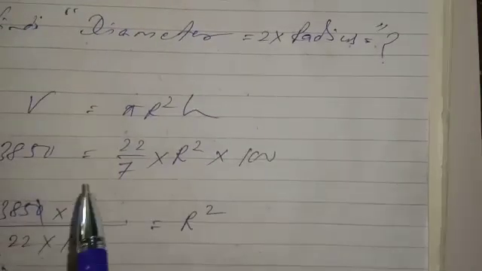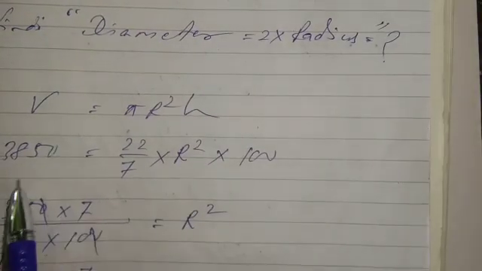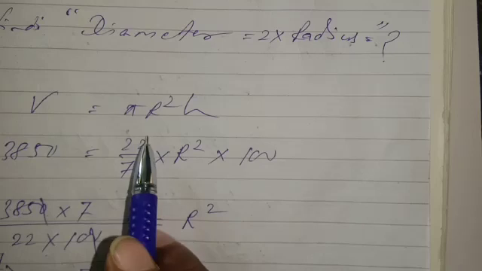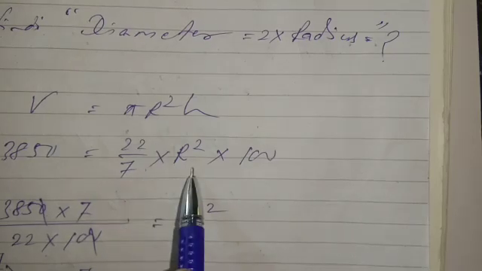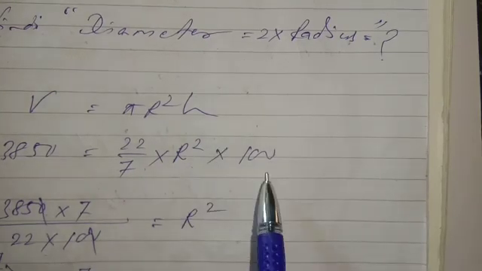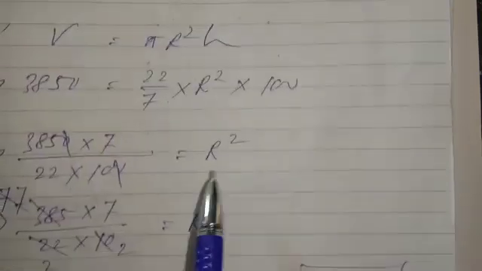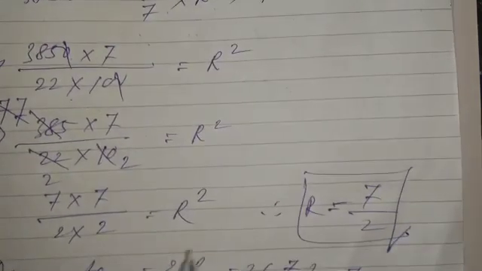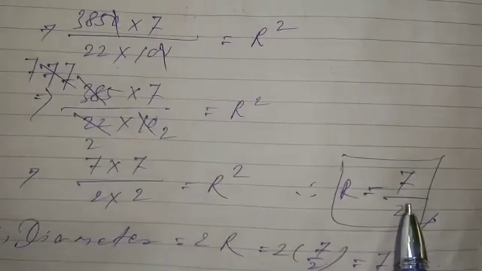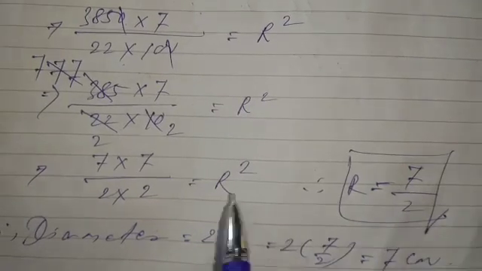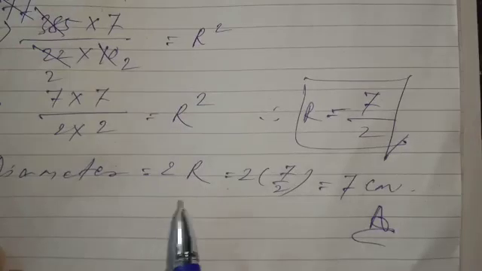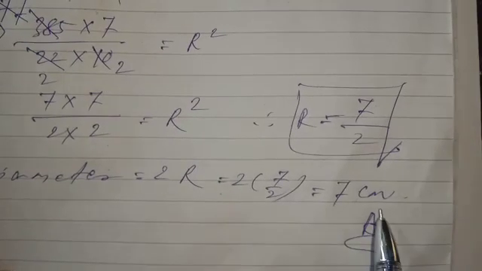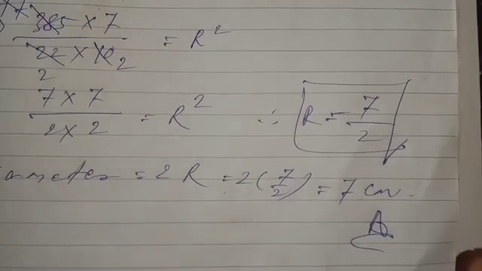Formula is what? Volume is pi r square h. V is equal to volume 3850, pi 22/7, radius not given, keep r square, h given, height given 100. After simplification it is coming 7/2. Radius r is equal to 7/2. Therefore diameter will be 2r, 2 into 7/2, it is coming 7 centimeter. In this way, the question is also completed.